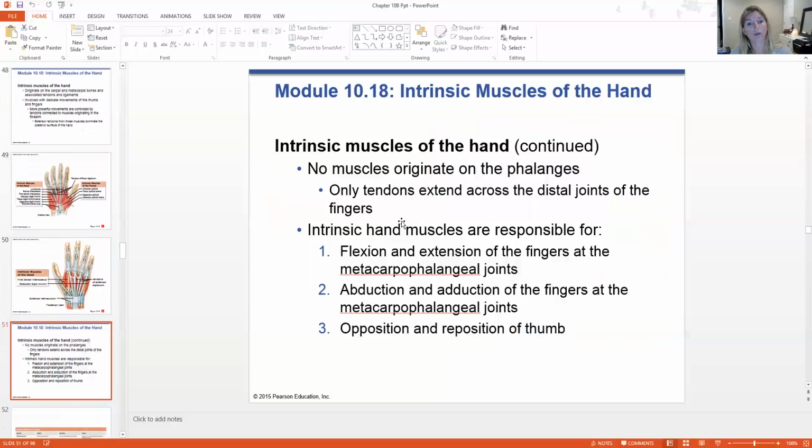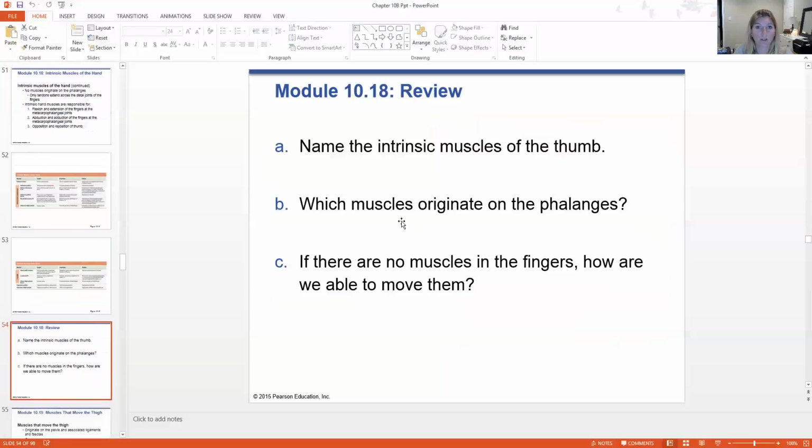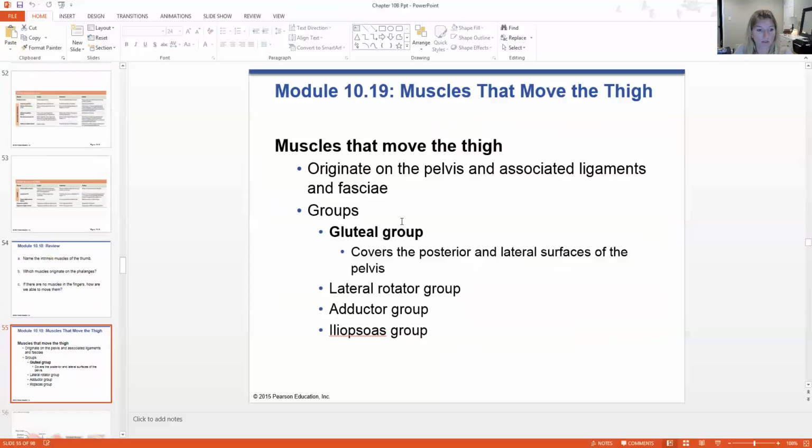And there are intrinsic muscles of the hands, which do not originate on the phalanges. The tendons just kind of extend across the joints of the fingers. Intrinsic hand muscles are responsible for flexion and extension at the metacarpophalangeal joints, abduction and adduction between the fingers, and opposition and reposition of the thumb. You can pause the video here, go back and answer these 3 questions.